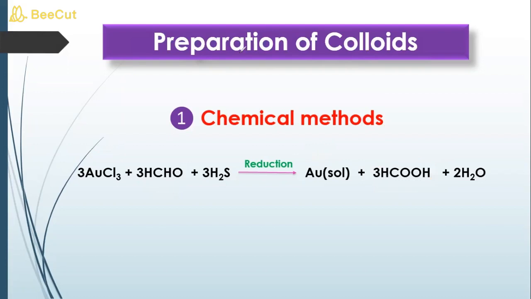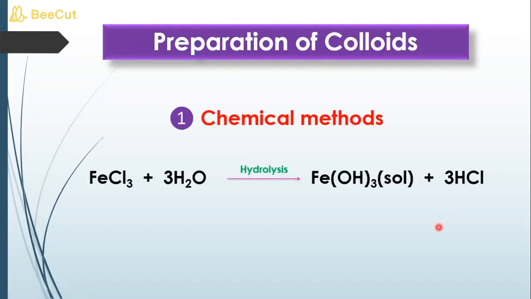And the fourth method of preparing a colloid chemically is hydrolysis. When FeCl3 is boiled with water, it undergoes hydrolysis to give Fe(OH)3 salt and 3HCl as a side product. There are so many ways to make a colloid.